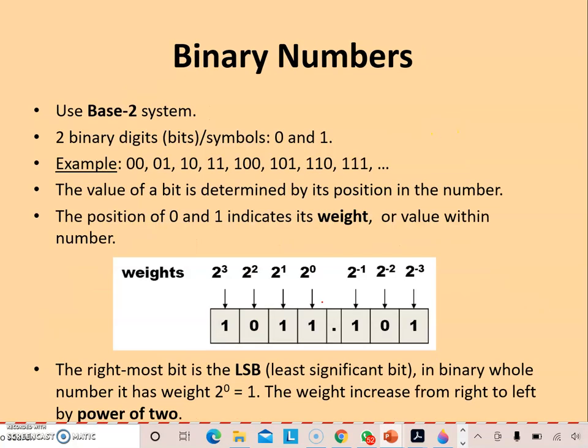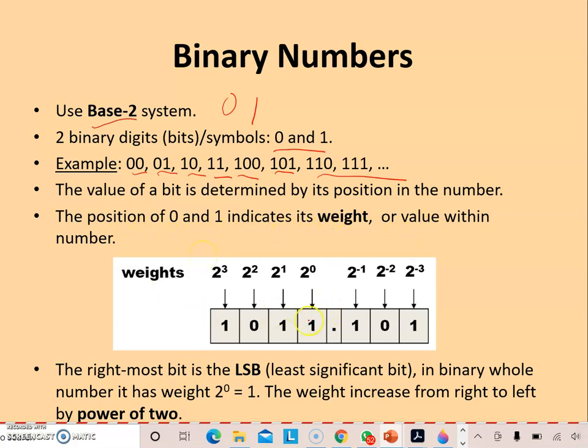Now, the binary number uses the base 2 system, which is only 0 or 1. Example: 00, 01, 10, 11, 100, 101, and so on. So it means your bits, your digits, only consist of 1 or 0. The value of a bit is determined by its position in the number. The position of 0 and 1 indicates its weight or value within the number.